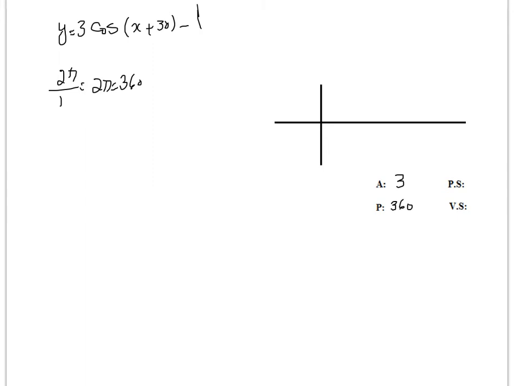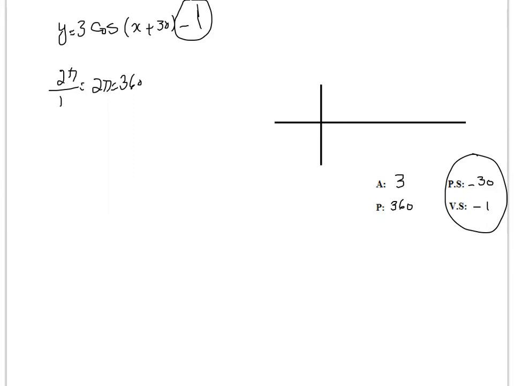Phase shift is the flip of the number inside the bracket. Plus 30 becomes -30. And vertical shift is the number that you add or subtract from cos or sine, which is -1. Again, the first step, forget about these two transformations. Let's plot the base graph. The base graph is a cosine. Maximum is 3, minimum is -3.